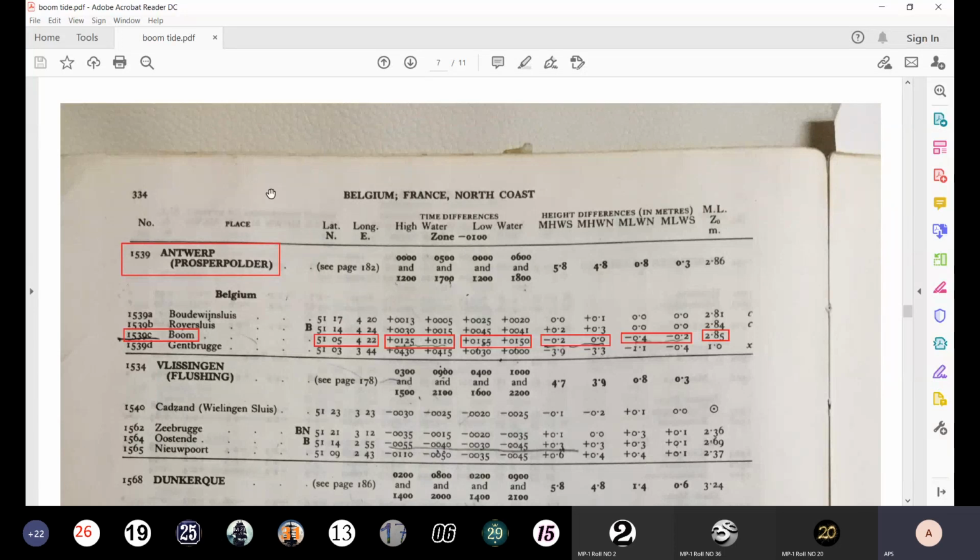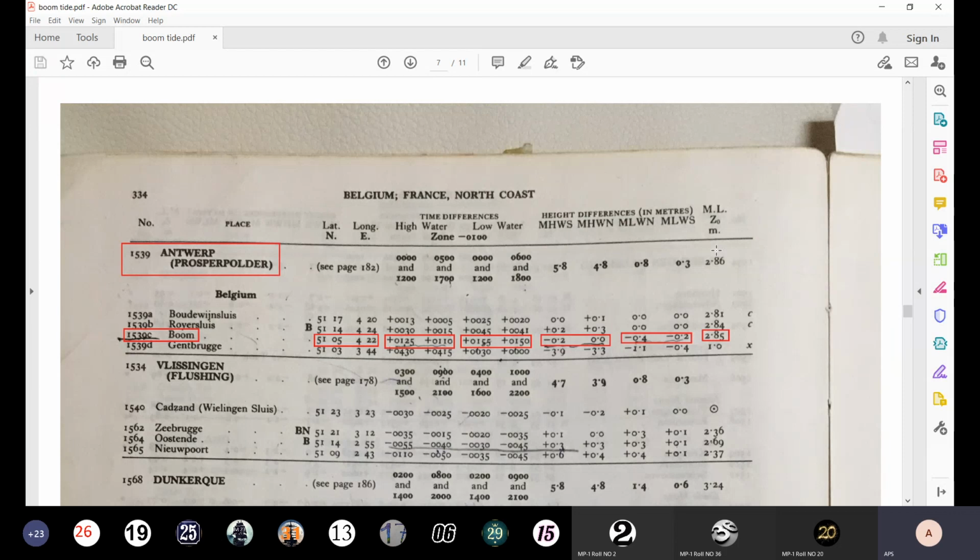So here you'll find on page number 334, 1539 Antwerp. Under Antwerp, you will find 1539C, Boom. So what have we learned till now? Boom is a secondary port which is having a standard port as Antwerp. So to calculate high water, low water at Boom means first we have to calculate high water, low water at Antwerp. Then apply time and height corrections which are given here. Time difference, height difference, and get the data for Boom. So one by one we will do.